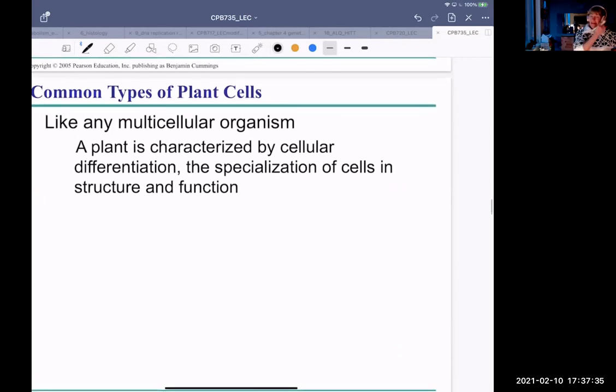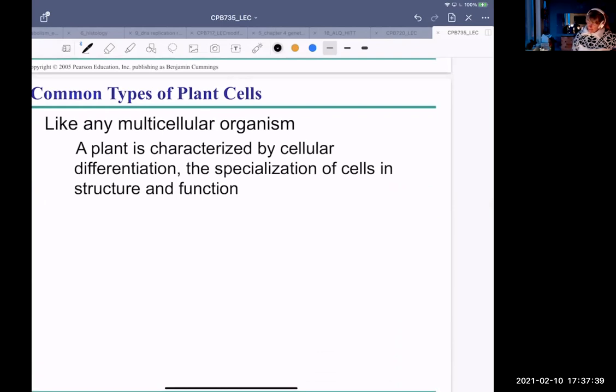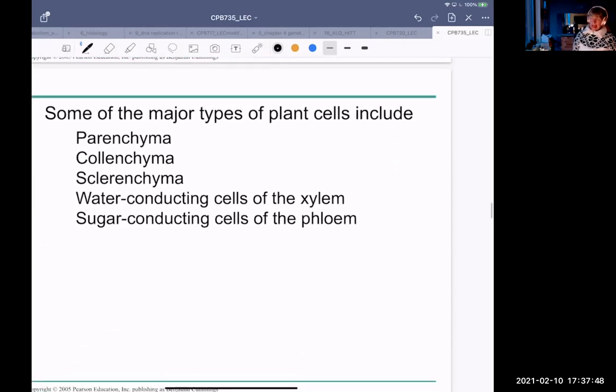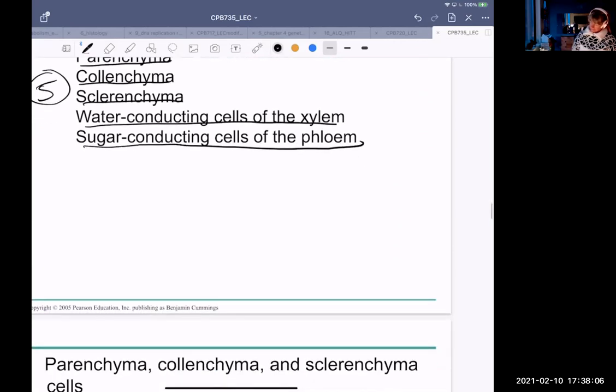So tissue, as you know, is made up of cells. So the cells in this case, like any multicellular organism, there's cellular differentiation, the specialization of cells for particular functions. Types of plant cells include parenchyma, collenchyma, sclerenchyma, water conducting cells of xylem, and sugar conducting cells of phloem. 5 different kinds of plant cells.